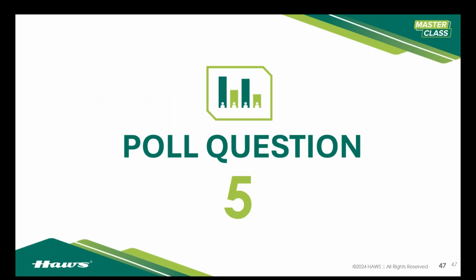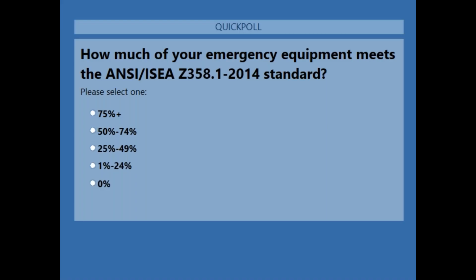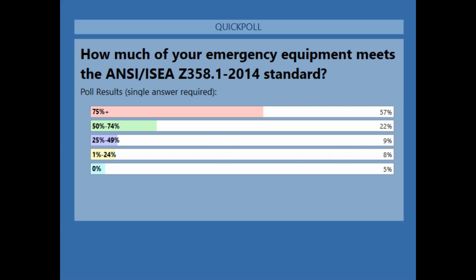Poll question number 5, Kristen, please. All right, so the question is, how much of your emergency equipment meets the ANSI ISEA Z358.1 2014 standard? 75% or more, 50 to 74%, 25% to 49%, 1% to 24%, or 0%? Go ahead and put in your answers. And based on many surveys, I'll give you a snapshot of what this really looks like. Okay, and we're going to share this one real quick here.